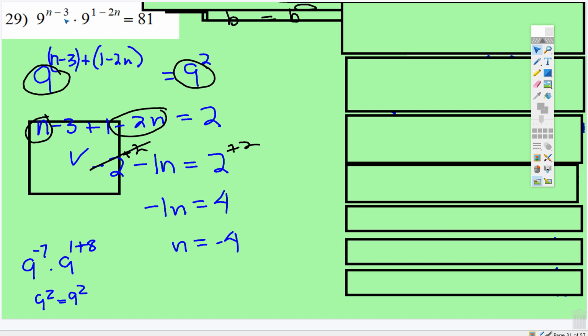So negative 4 minus 3 is negative 7, and negative 4 times negative 2 is 8. 1 minus 8 is negative 7. 9 to the negative 7 times 9, I'm sorry, that's plus 8. So 1 plus 8 is 9. Negative 7 plus 9 is 2. So 9 squared equals 9 squared. So there you have it.